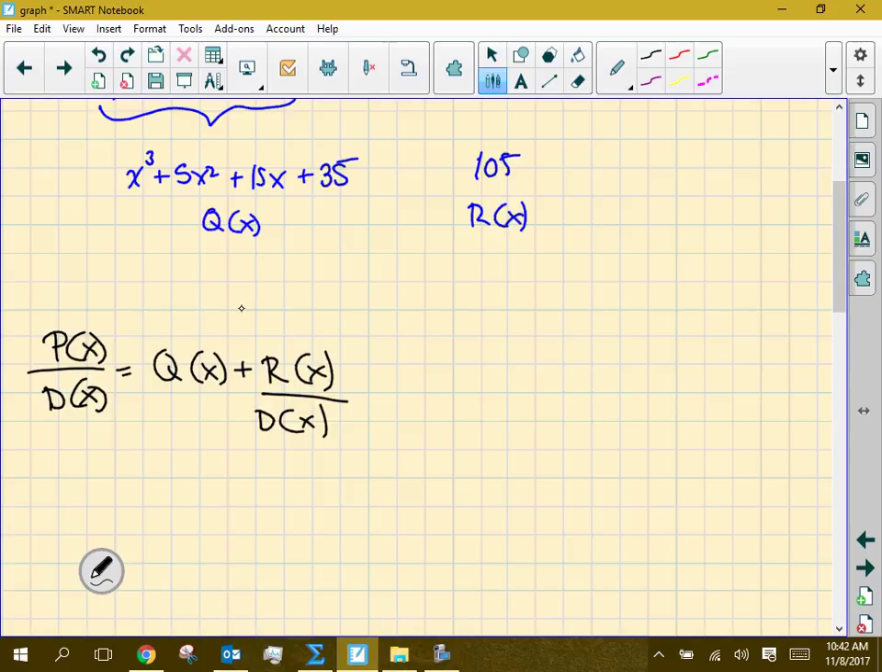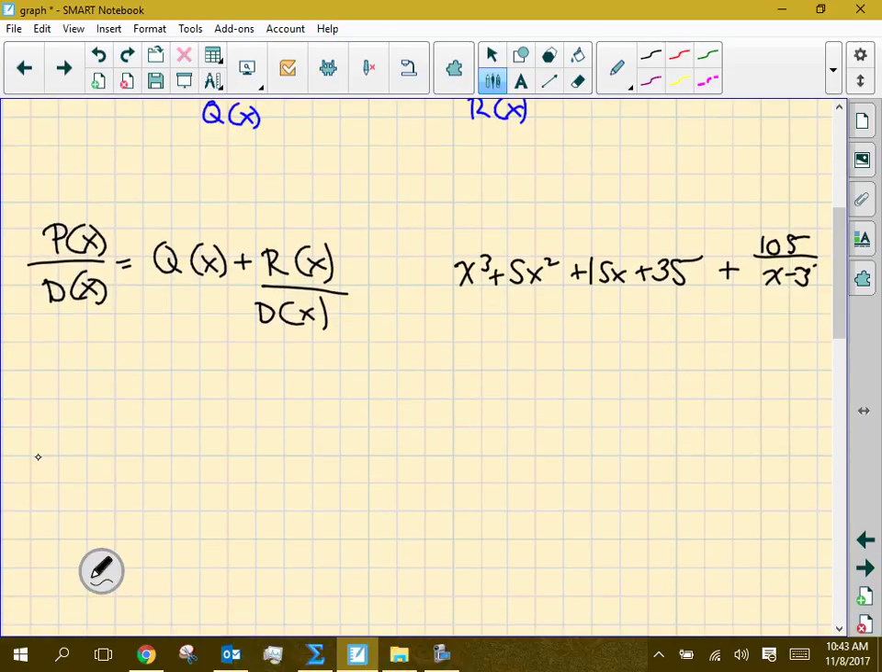So if I want to use that format, you can go ahead and write your quotient, which was that blue stuff, so x cubed plus 5x squared plus 15x plus 35. There's my quotient, plus then my remainder of 105 over x minus 3, which was my divisor. That is one way of doing it. Okay, now how does that relate to the other option?